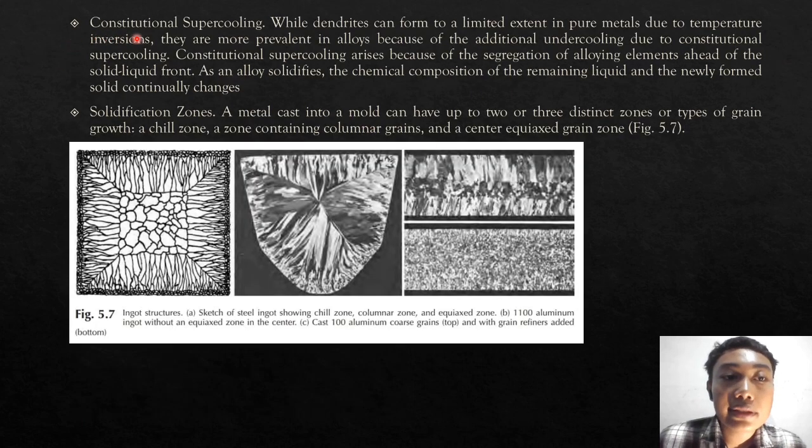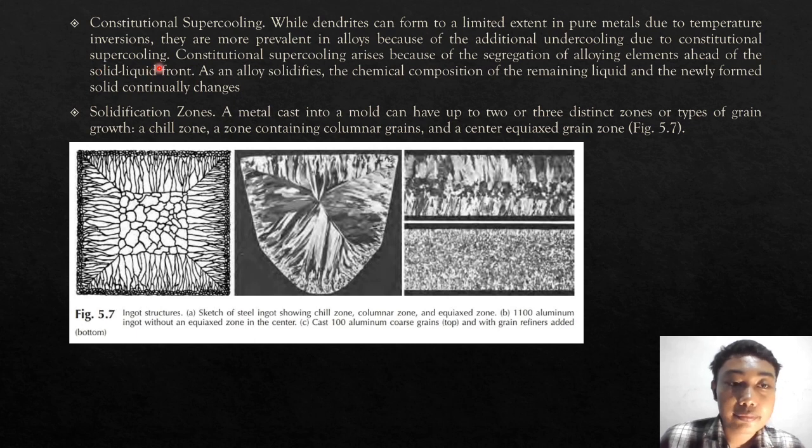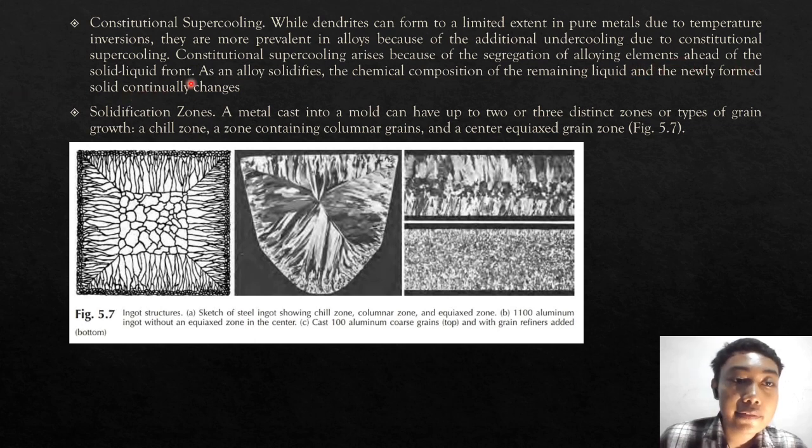First is constitutional supercooling. While dendrites can form to a limited extent even in pure metals due to temperature inversion, they are more preferred in alloys because of the additional undercooling due to constitutional supercooling. Constitutional supercooling arises because of the segregation of the alloying element ahead of the solid-liquid front.